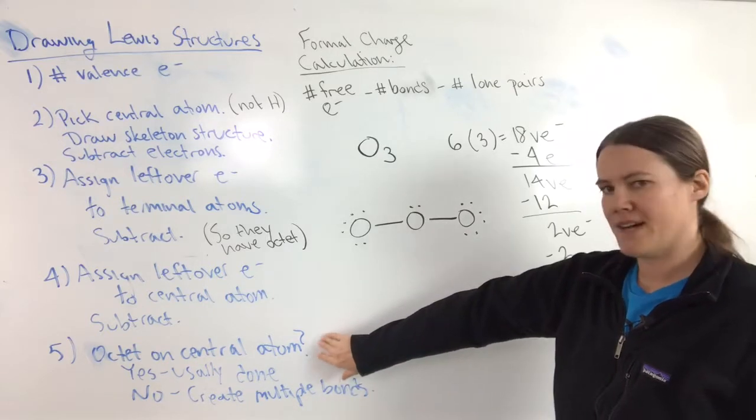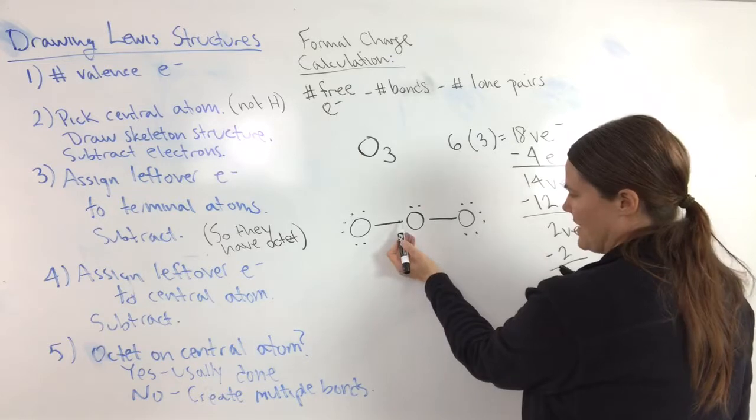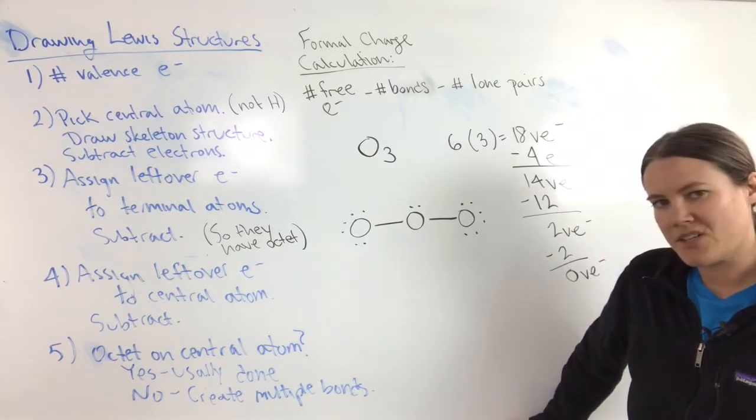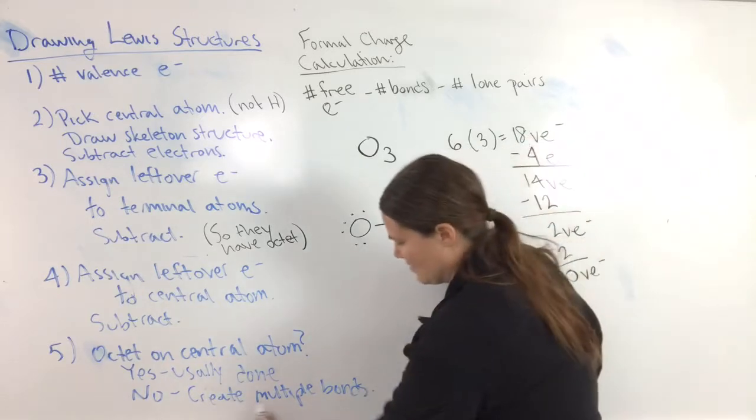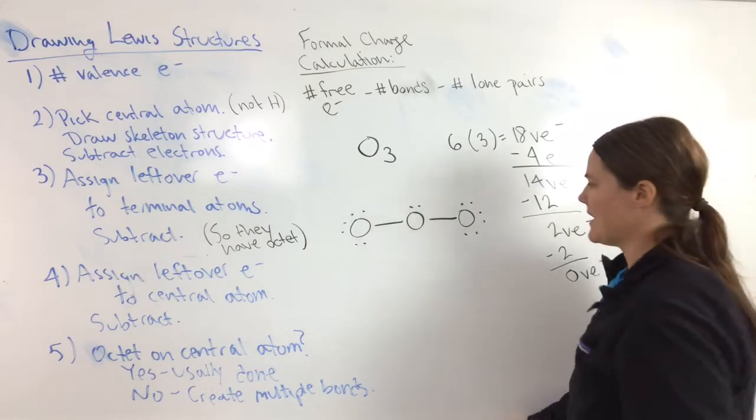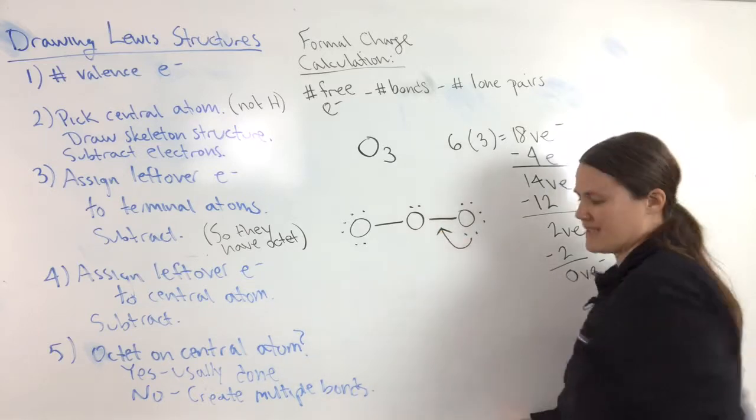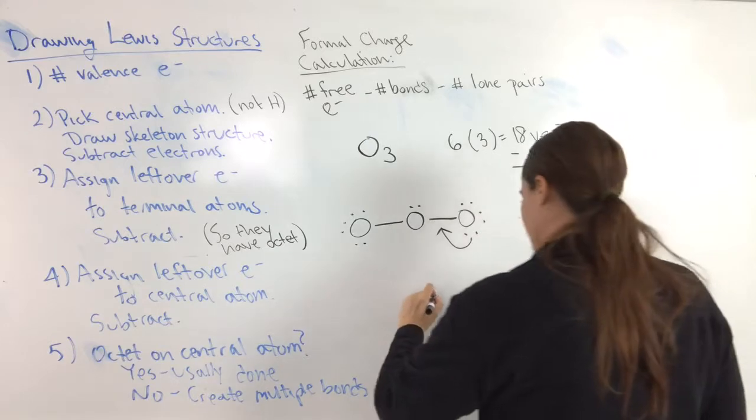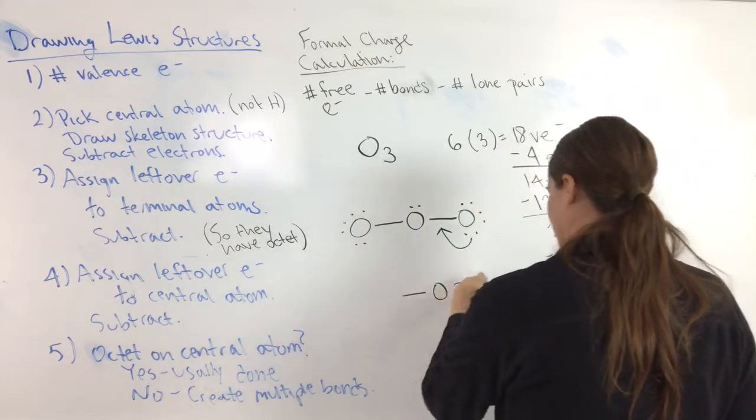Okay, now let's go to this rule, or step. Is there an octet on the central atom? Well, let's look. We have 1, 2, 3, 4, 5, 6. We only have 6 electrons on the central oxygen, so we don't have an octet. So we need to create multiple bonds to get the octet. So what we're going to do is move 2 electrons off of one of these oxygens and create a double bond. So if we redraw this, now we have a structure that looks like this.